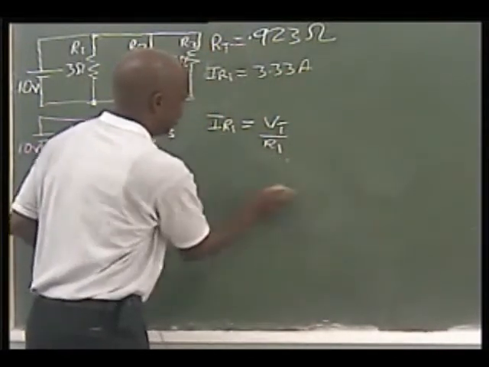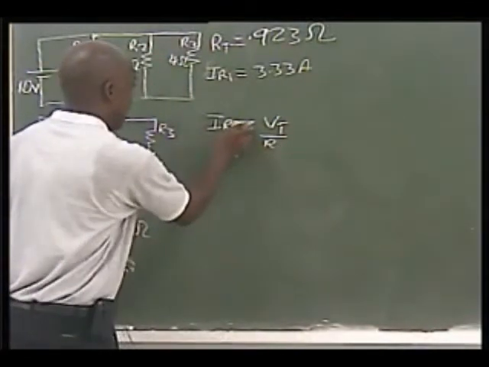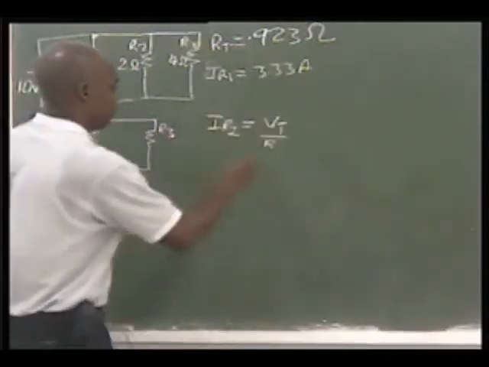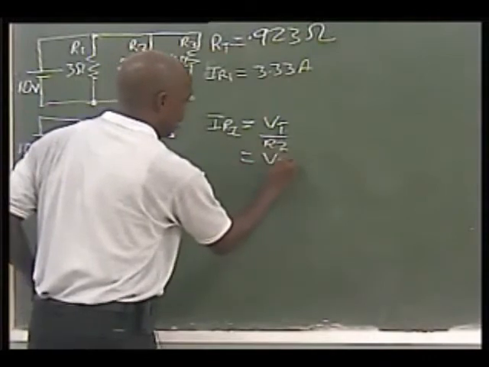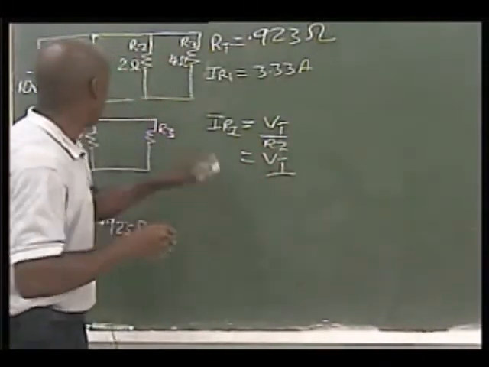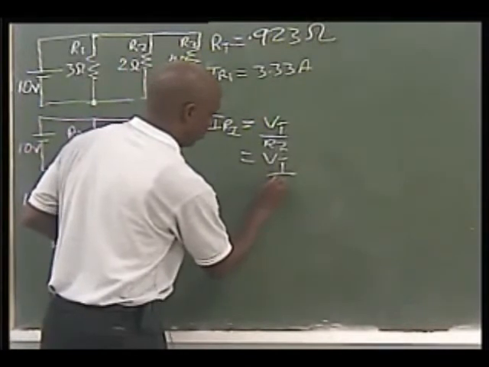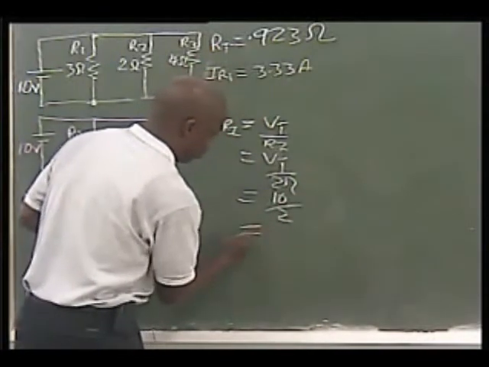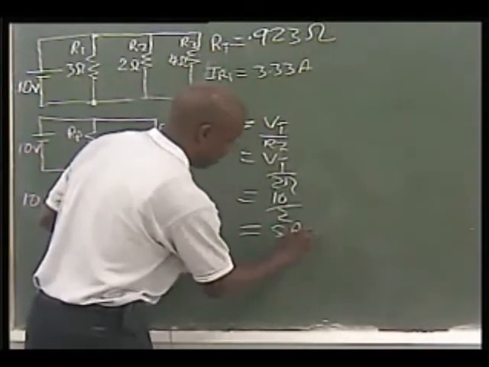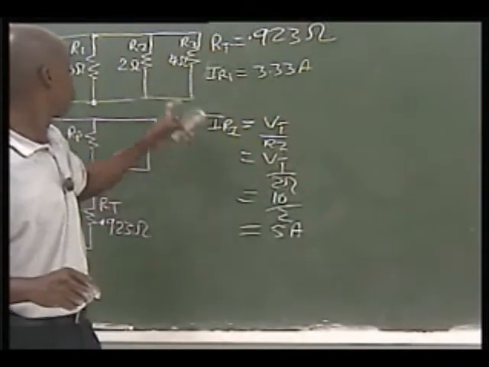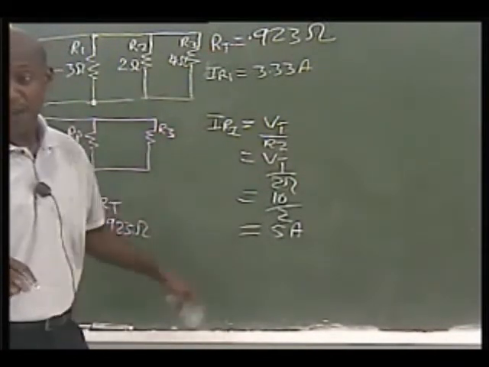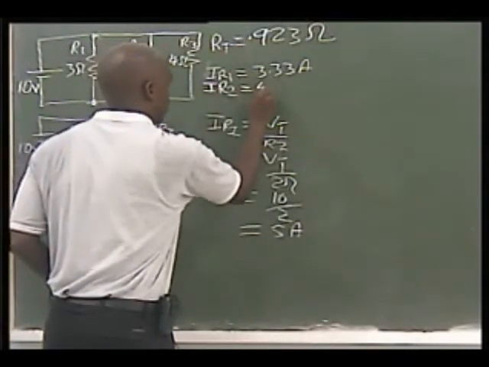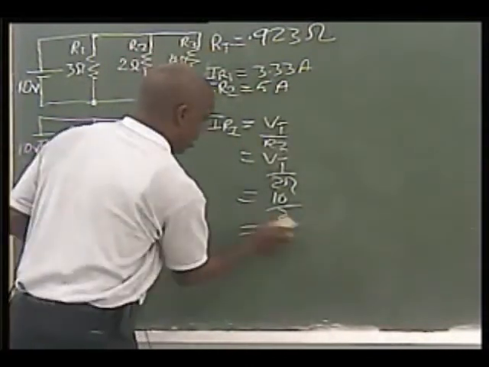If we were to go ahead and calculate IR2, how much current is flowing through the R2 resistor, it's simply going to be Vt again over R2, which is 2 ohms. So that is equal to 10 over 2, which is equal to 5 amps. So the amount of current that is flowing through this resistor R2 is 5 amps. We'll quickly record this here. Okay, and we will continue.